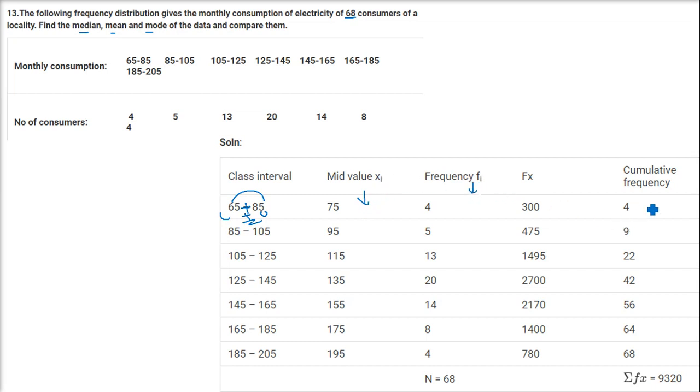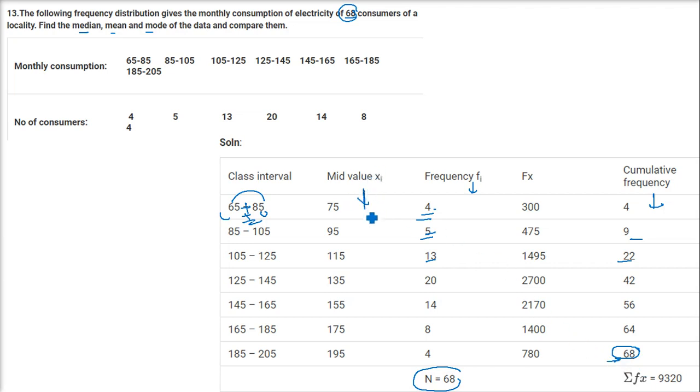Now frequency is also given, and we'll find out the cumulative frequency also. So 4 plus 5 is 9, 9 plus 13 is 22, likewise. The last value will be equal to sigma f, which is the frequency addition, that is 68, given in the question also. This has to come as 68 just to verify.